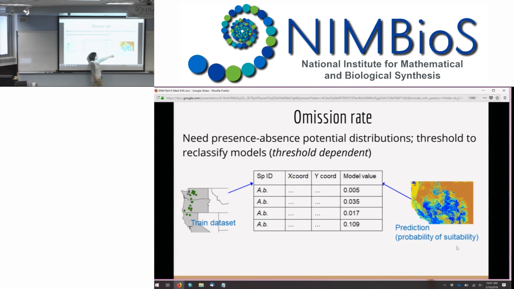So I have a maxent output, a potential distribution map that is not binary, it's not presence-absence. It just tells me this pixel has a maxent probability of suitability of 0.45, this 0.47, this 0.8. I don't know, how do I decide what's present and what's absent? So for that, we need to threshold the models. So we go from this probability of suitability, a map that has values between 0 and 1, to an actual presence-absence by choosing a threshold.